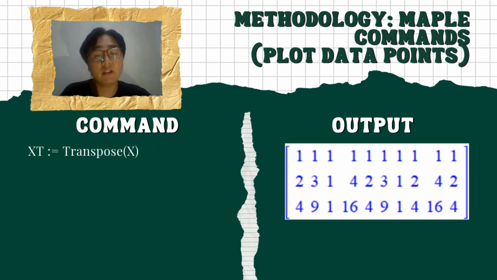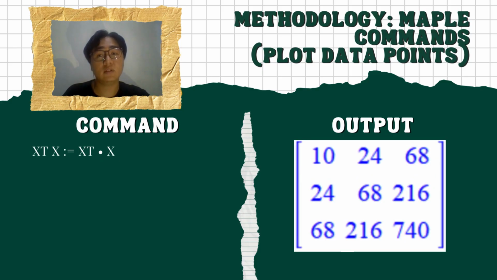Using our x, we want to find the transpose of x. So here we declare our transpose of x as xt, and we should get output such as this. Now we need to declare the transpose of x times our x, and since x has 3 columns and transpose x has 3 rows, our output should be a 3 by 3.